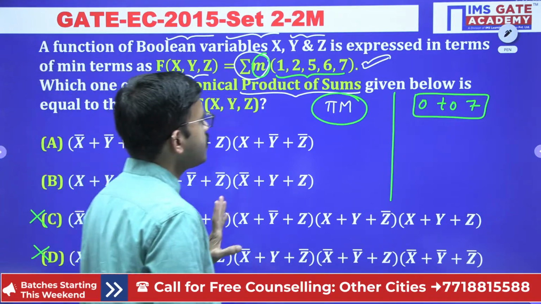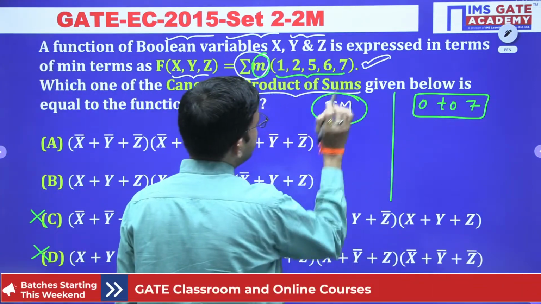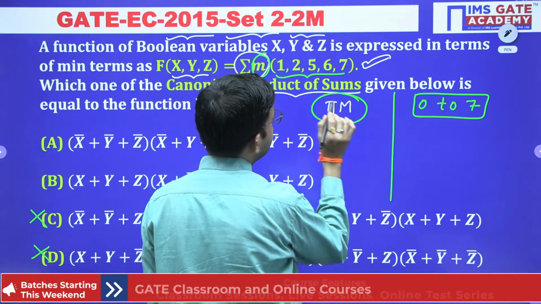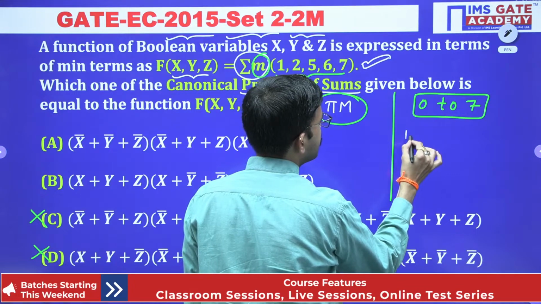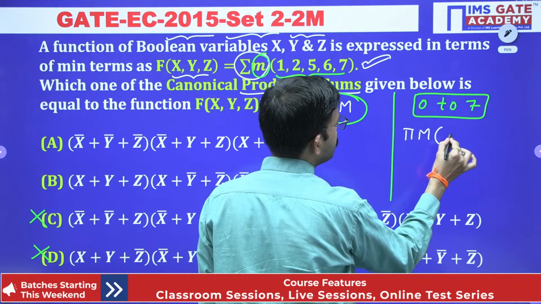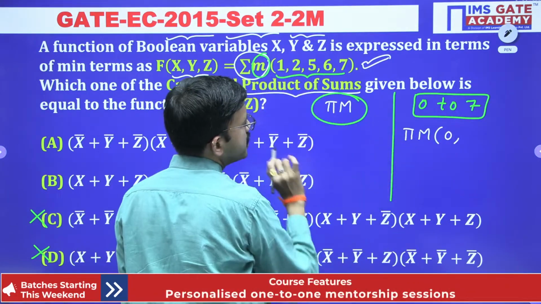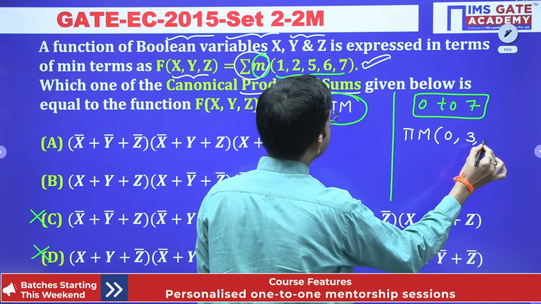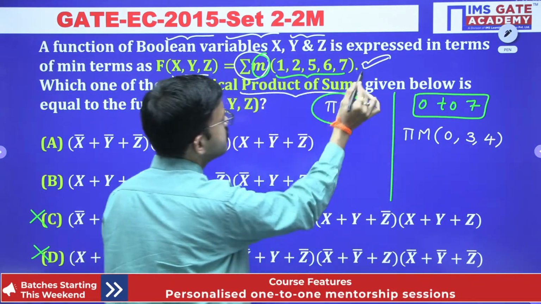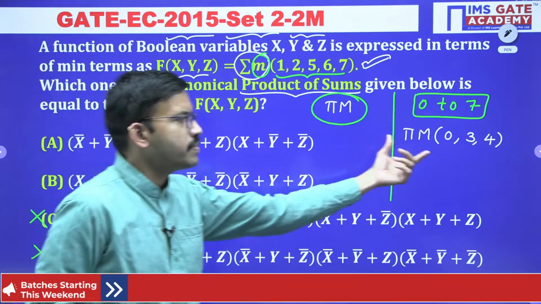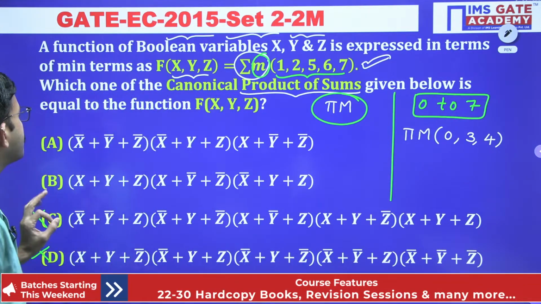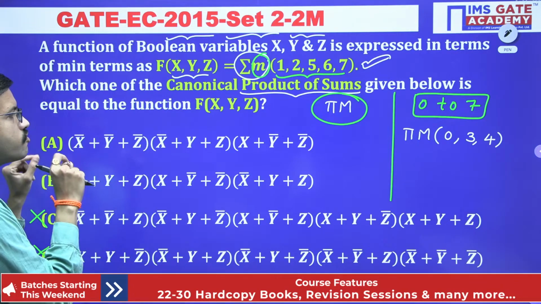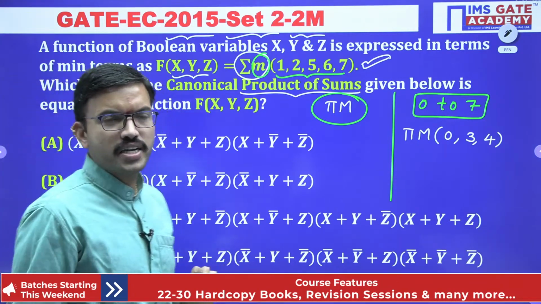Okay, fine. So just tell me what are the max term numbers. For the given function, the max term numbers 0, 1, 2 are present, then 3, 4. After that, 5, 6, 7 are present here. So only 3 max terms. That is the reason we are able to eliminate 2 choices. Now let us verify among these 2 which one is really correct.